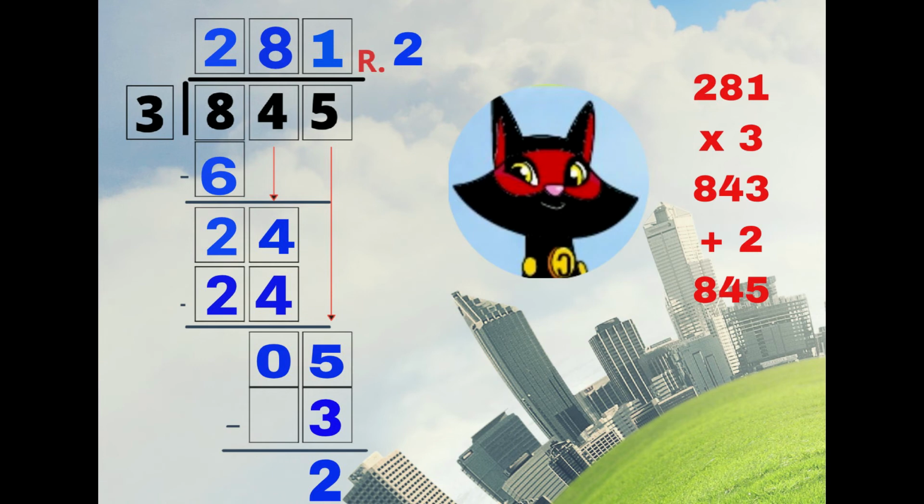We are not done until we check all of our hard work. I multiply 281 times 3 and it equals 843. If I add back the 2 left over, I get 845, which is what we started with.